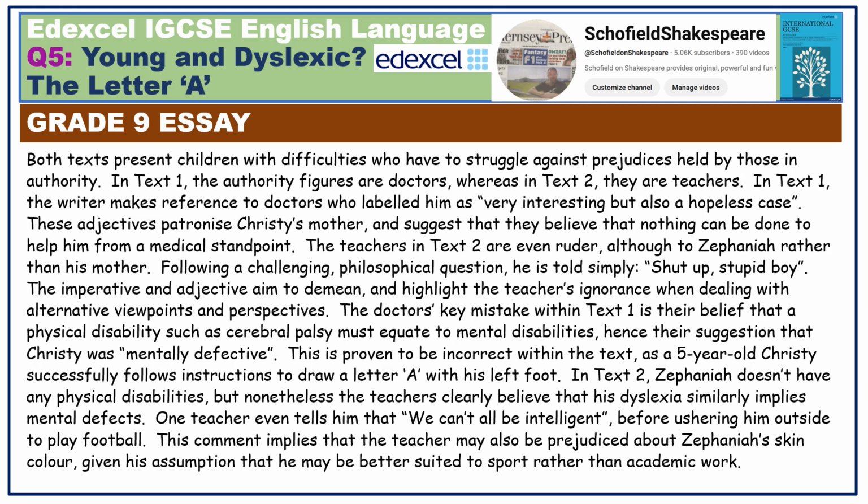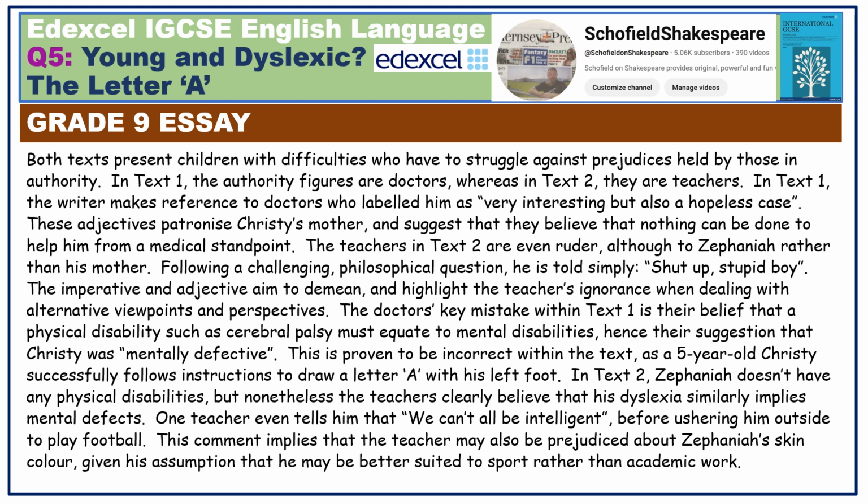Both texts present children with difficulties who have to struggle against prejudice held by those in authority. In text 1, the authority figures are doctors, whereas in text 2, they are teachers. In text 1, the writer makes reference to doctors who labelled him as very interesting but also a hopeless case. These adjectives patronise Christie's mother and suggest that they believe that nothing can be done to help him from a medical standpoint.